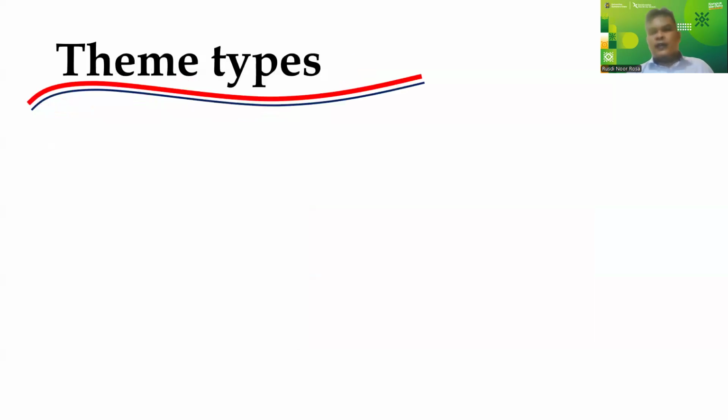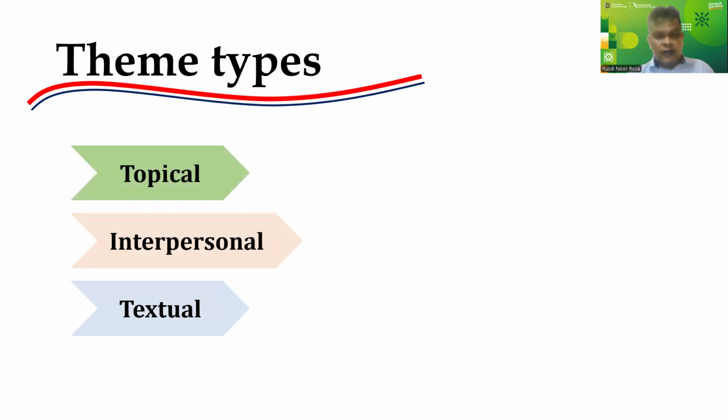Now, let's find out theme types. This is very important in order to identify which elements are themes. So we need to know the theme types. There are three types of themes. The first one is topical themes, the second one is interpersonal themes, and the last one is textual themes.